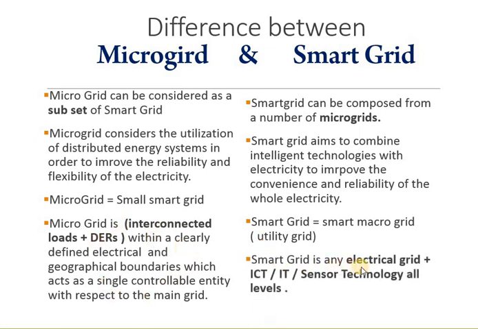Here, smart grid is an electrical grid plus ICT. ICT stands for Information and Communication Technology. Here, information technology and sensor technology at all levels. So smart grid comprises these three basic important factors as and when required in the grid: information and communication technology, information technology, and sensor technology are all included in the smart grid. So these are the basic differences between microgrid and smart grid.